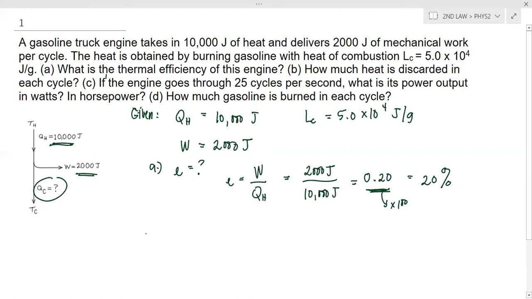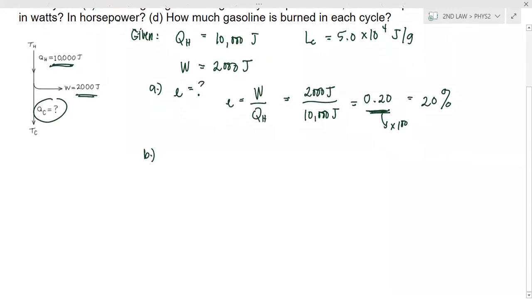Now for letter B, we are going to look for the heat discarded in each cycle, or our QC. This is our QC. To solve this, we are going to use this formula: work is equal to QH plus QC. So I will transpose this formula so that QC is left on one side. So QC is equal to work minus QH.